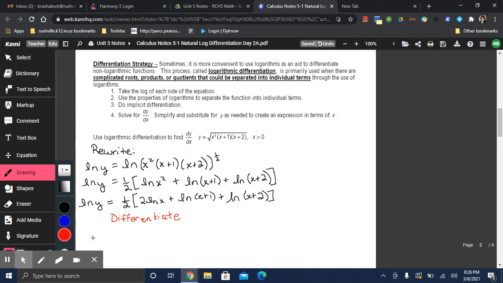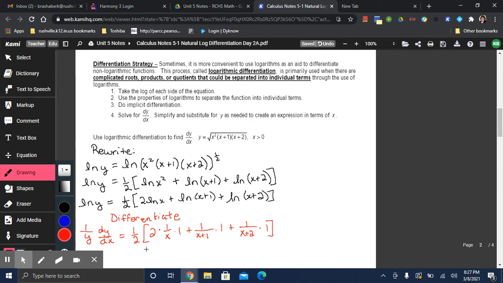So we'll differentiate, and to do that, we'll have 1 over y. Remember, we have to do this to both sides. Because this is a y, we'll have dy dx equals 1/2 times, all right, now we'll have 2 times 1 over x times the derivative of x, which is 1, plus 1 over x plus 1 times the derivative of x plus 1, which is also 1, and plus 1 over x plus 2 times the derivative of the x plus 2, which is a 1.